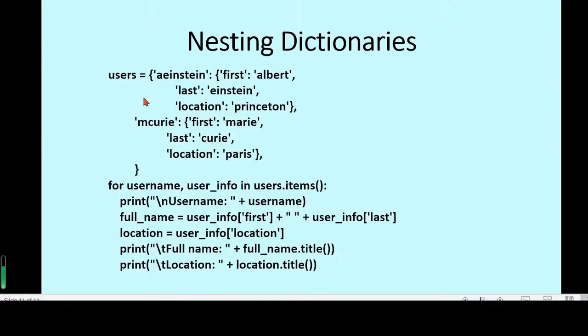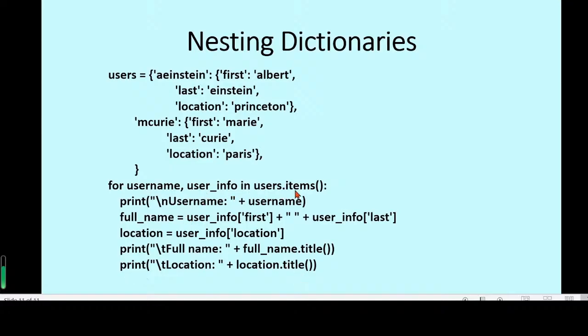We will access this information by looping through the usernames and the dictionary of information associated with each username. We create a dictionary. Inside this dictionary, the key Einstein is a person, and we store another dictionary as the value of the key Einstein. And for Marie Curie, we store another dictionary as the value for this person. Inside each dictionary value, there are 3 pieces of information: the first name, last name, and the location for this person. Next, we can write a for loop.